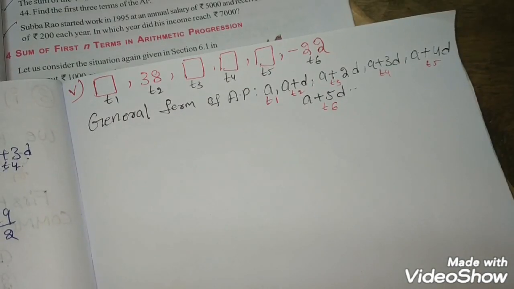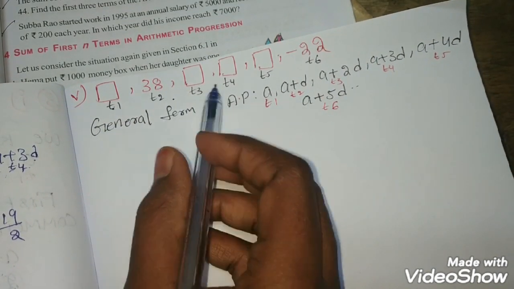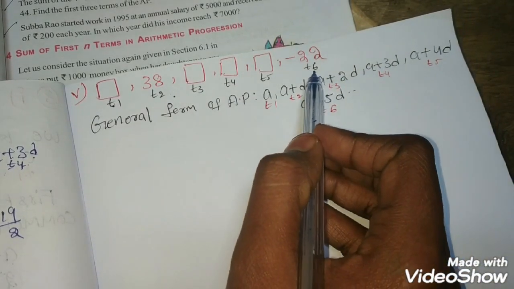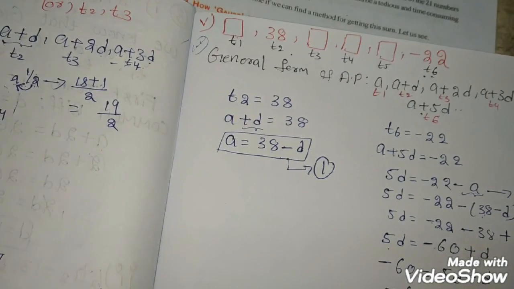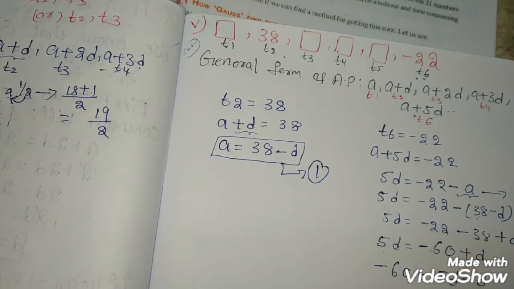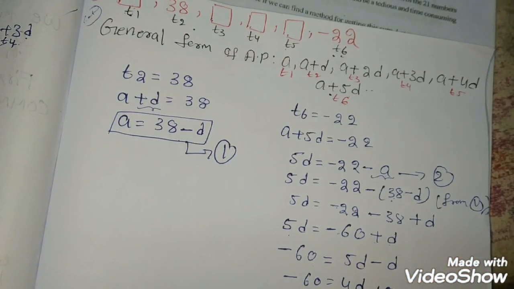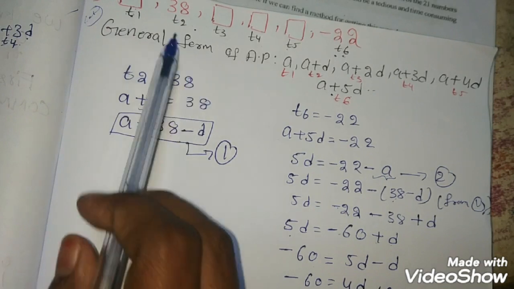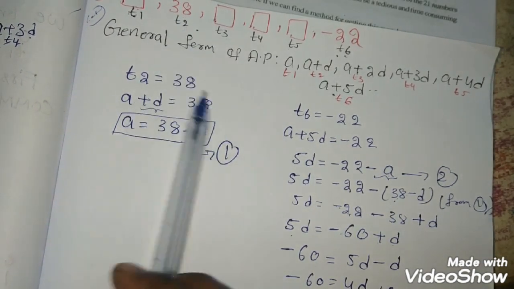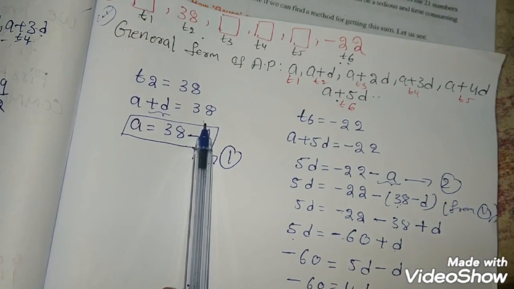Let's start the fifth question. What is given here? Term 2 is 38 and term 6 is minus 22. In the fifth question we need to find term 1, term 3, term 4, term 5. In the question before, I told you the general form of an arithmetic progression: A plus D, A plus 2D, A plus 3D, A plus 4D, A plus 5D. So what is given here? Term 2 is 38. What is the term 2 formula? A plus D. Write down A plus D is equal to 38.